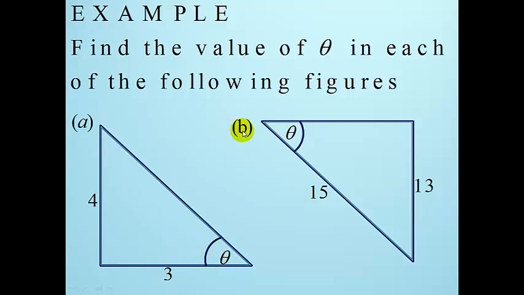Now when we consider the diagram in B, considering the position of the acute angle, the side with length 15 is the longest side of the right angle triangle, and so it means that we are given the hypotenuse to be 15. Now the side 13 is opposite to the angle theta. That means that we know the opposite side and we know the longest side, that is the hypotenuse. Now let's look at how best we can solve the problems we have in A and B.